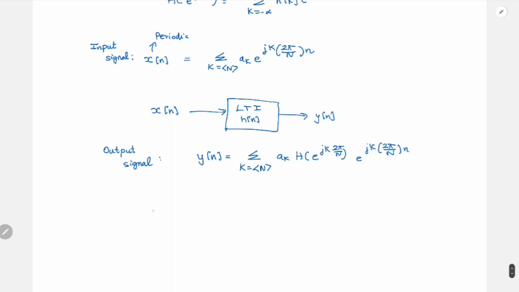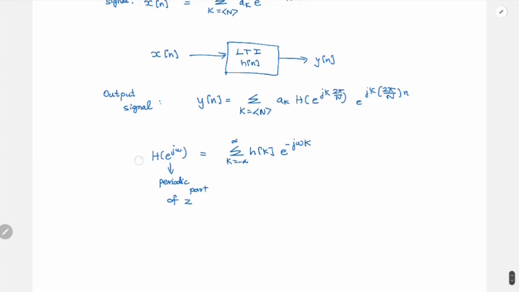And in general, you actually write it as H of e power j omega, since e power j omega is only the periodic part of z, right? You can write it as summation k equal to minus infinity to infinity h of k e power minus j omega k. Okay. And this is called the frequency response of the system.